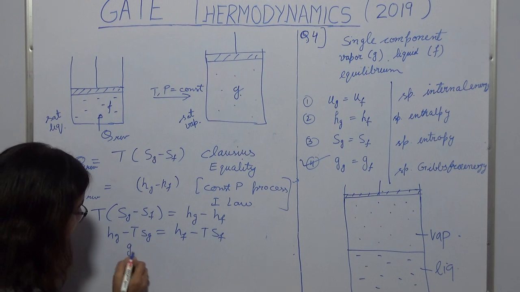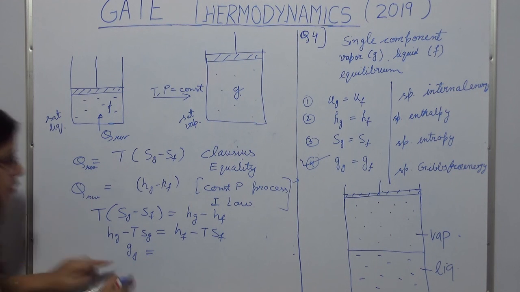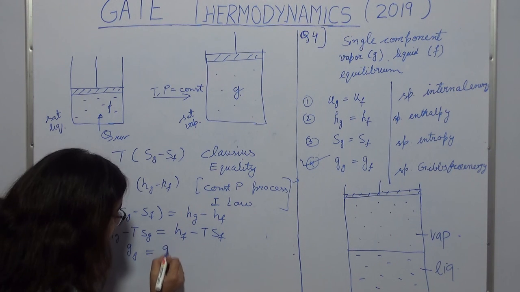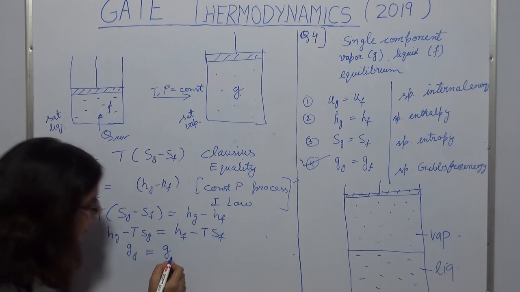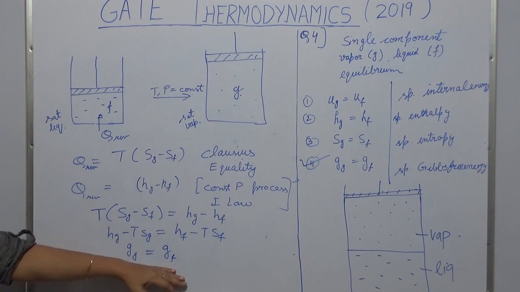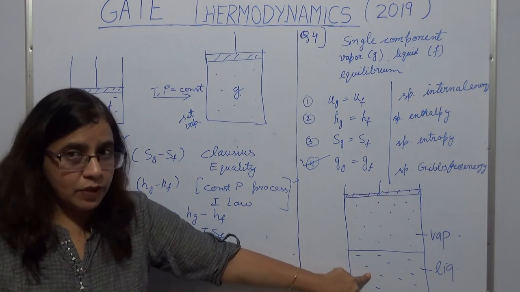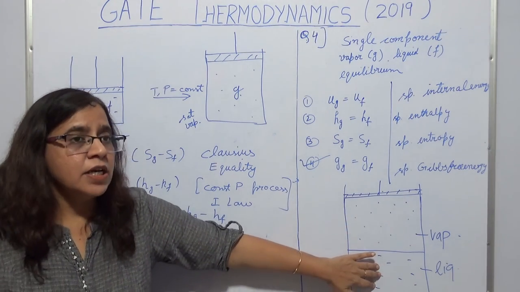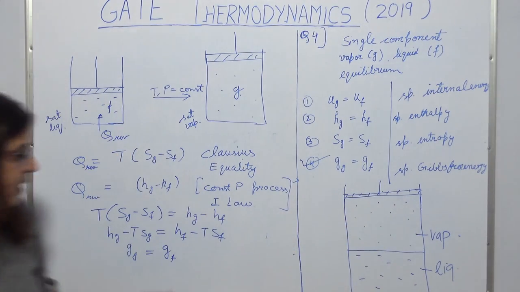Okay, so I can write that G, the molar Gibbs free energy in the gas phase, is equal to your molar Gibbs free energy in the liquid phase. So when you have two phases which are in equilibrium, then your molar Gibbs free energy in both the phases comes out to be the same.